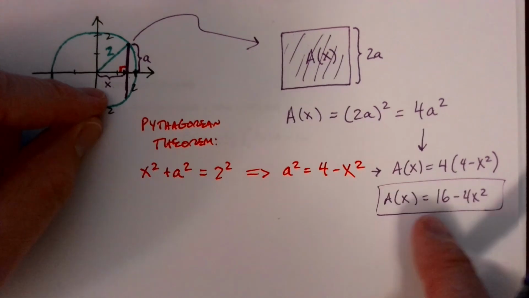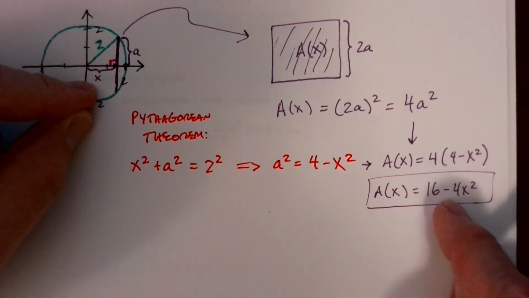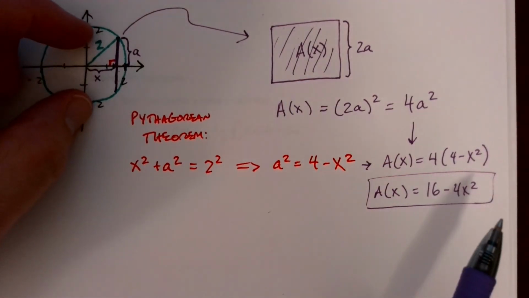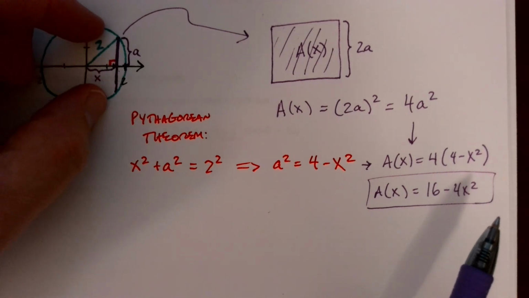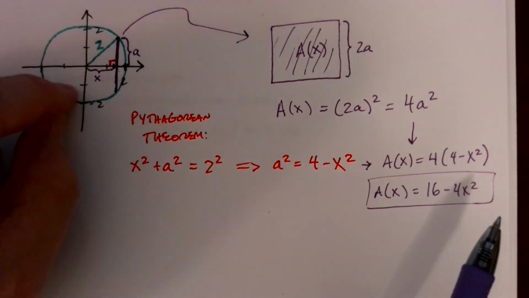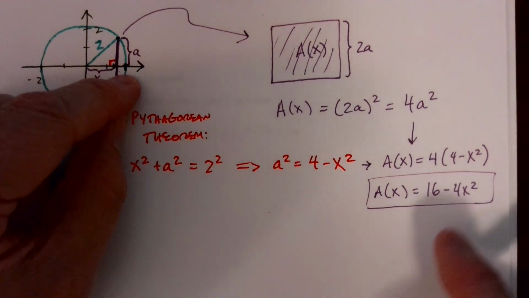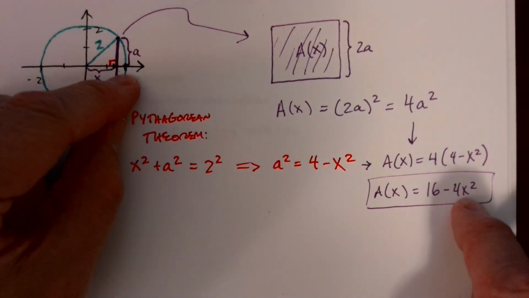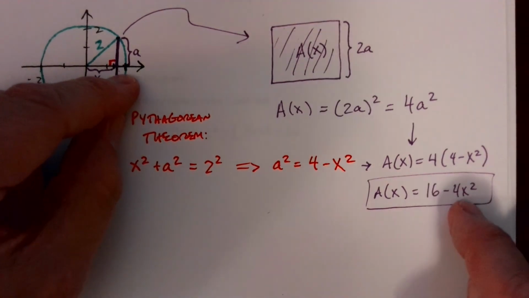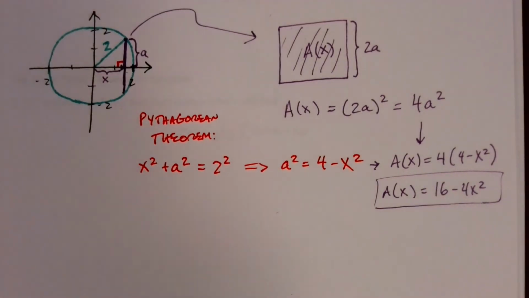Is that true when x is 0 in our formula? If x is 0, what do I get? 16. Yeah. And notice as we move downward, right, those squares' side lengths are getting closer and closer to 0. In fact, when x is equal to 2, we should get 0. Is that true? 2 squared is 4. 4 times 4 is 16. 16 minus 16 is 0.